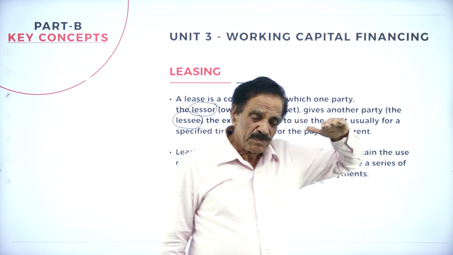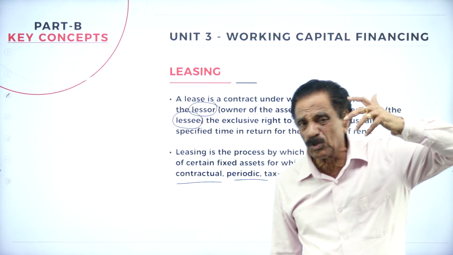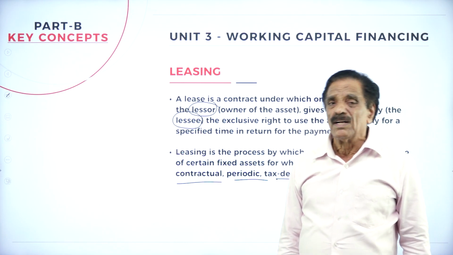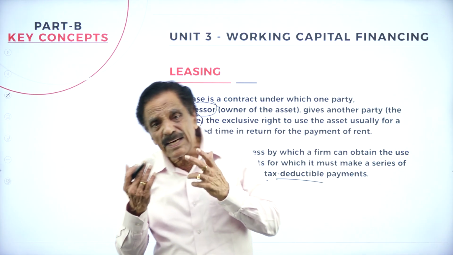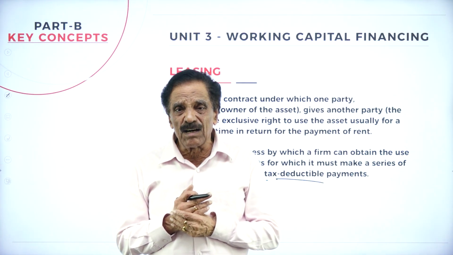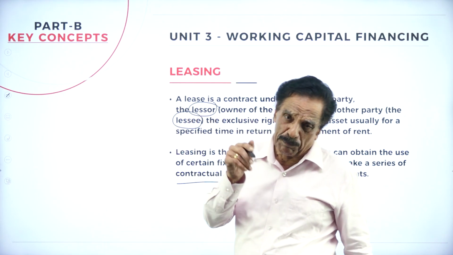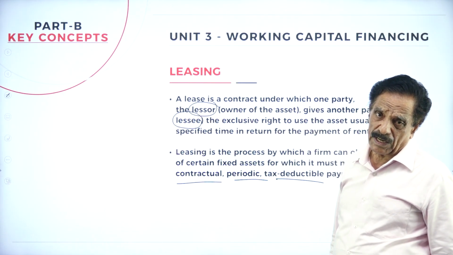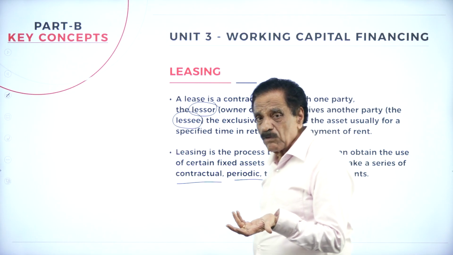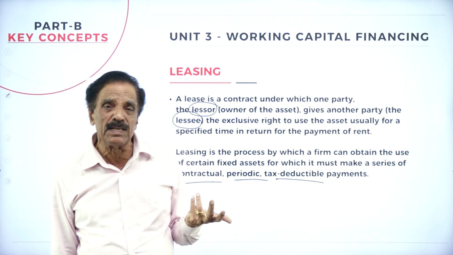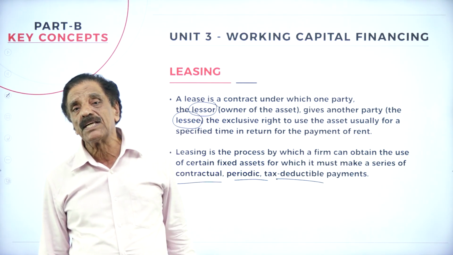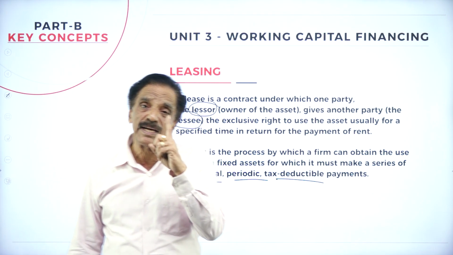By chance, if the lessee is not in a position to pay the rent, he may discontinue, and he can cancel the contract and get back his money. That won't be possible in a financial lease. Financial lease will go to 4 years, 5 years, sometimes 10 years, whereas operating lease is only for 1 year.